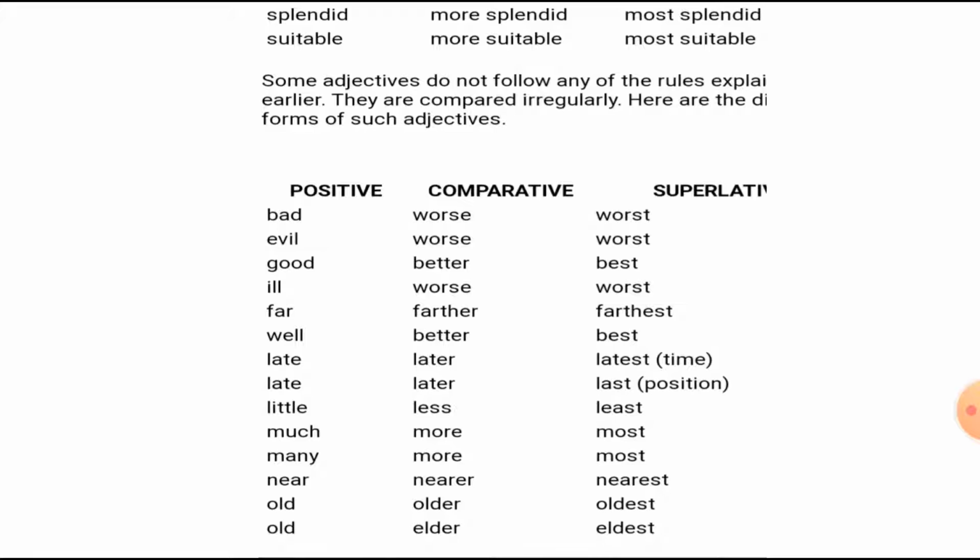Some adjectives do not follow any of the rules explained earlier. They are compared irregularly. Here are the different forms of such adjectives.